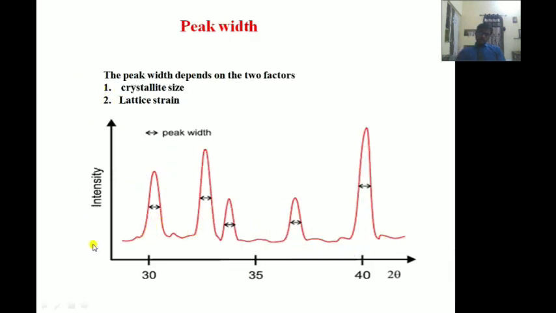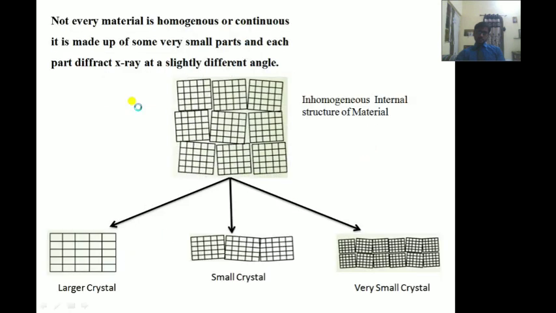Now in this typical XRD pattern, you may also observe the width of the peak. The width of the peak also depends on the crystallite size and the lattice strain. If the size decreases or increases, the peak width is also affected. If the strain decreases or increases, the peak is shifted towards a higher angle, or sometimes towards a lower angle. That means peak width depends on crystallite size and lattice strain.